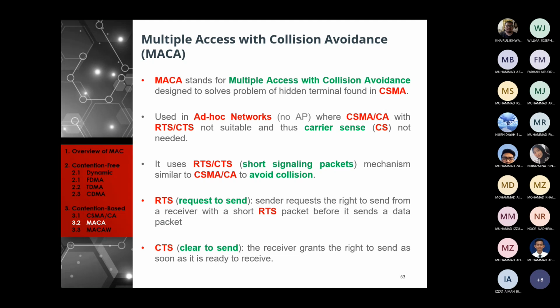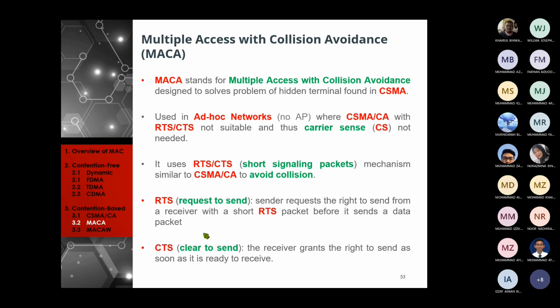So used in ad hoc network, maksudnya network yang tak pakai IP direct, macam kamu nak laptop ke laptop tapi tak ada IP kan, boleh. Okay, so where CSMA with RTS, CTS is not suitable and carrier sense is not needed. CS tak perlu. Carrier sense tak perlu. It uses RTS, CTS ataupun short signaling packet mechanism similar to CSMA/CA to avoid collision. Untuk CA sama je. RTS, request to send: the sender requests the right to send from a receiver with a short RTS packet before it sends a data packet.